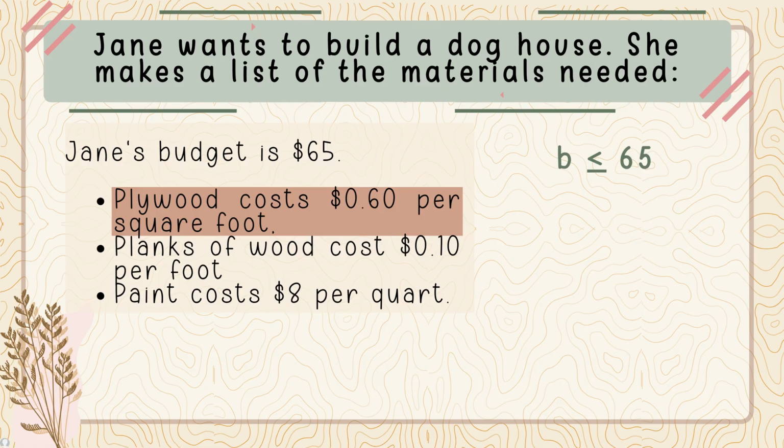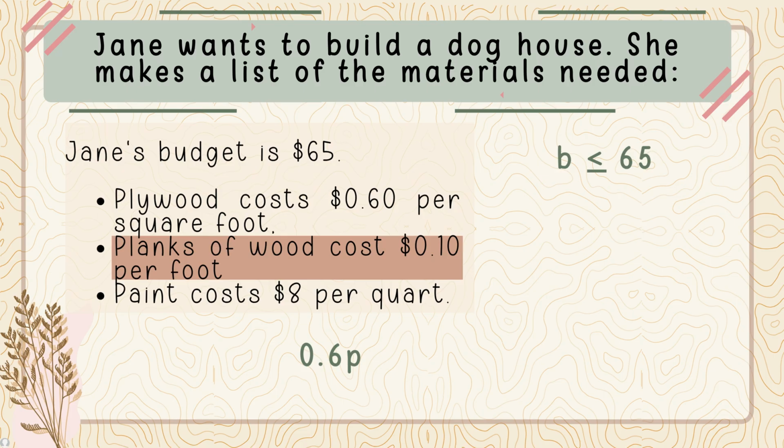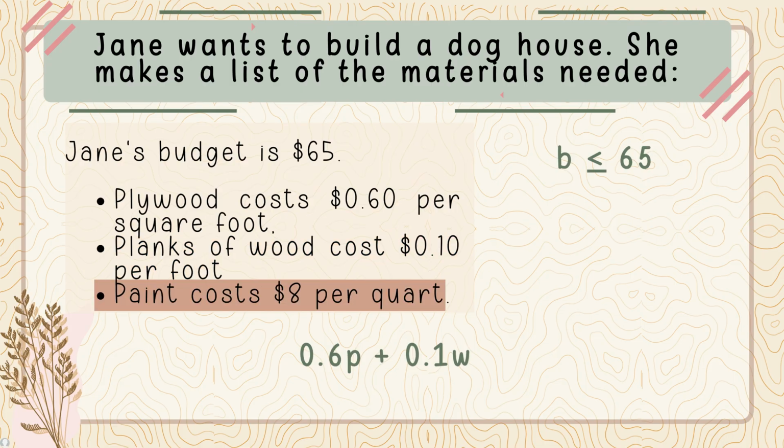If plywood costs 60 cents per square foot, then we'll represent this as 0.6p. And then she's going to add the cost of the planks of wood that are 10 cents a foot. So we'll add 0.1w for all of the wood she buys. And finally, we know that paint costs $8 a quart. So we'll add 8 for every quart of paint she buys. And since her budget is only $65, we'll set our expression less than or equal to 65. And now she knows what her budget is and how much each thing will cost.